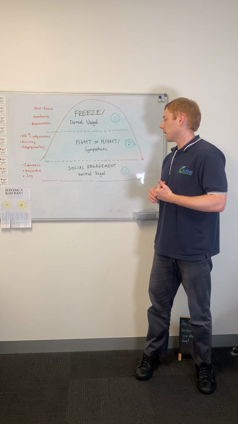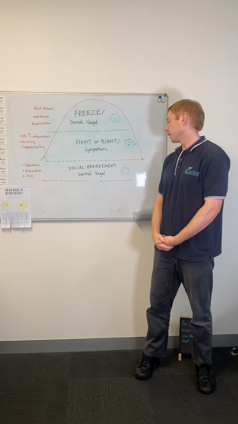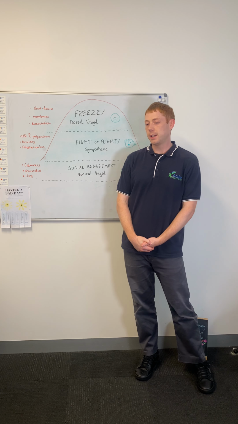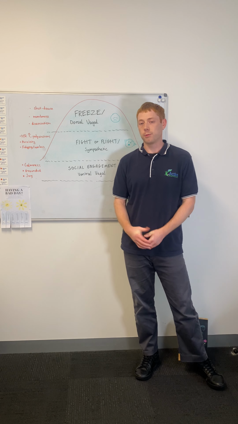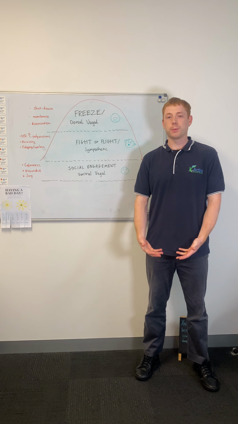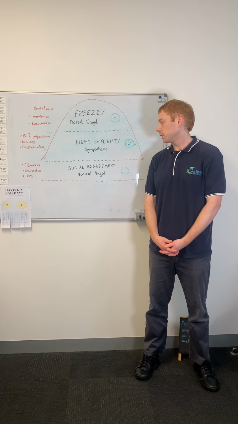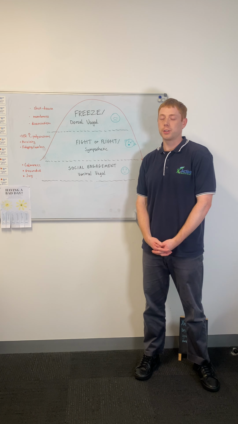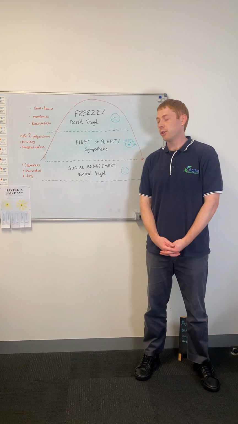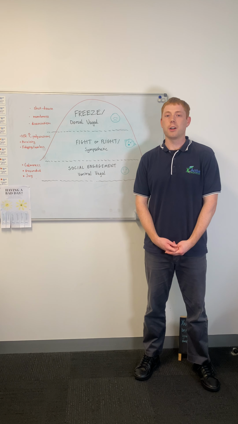Okay, so firstly, what are the three states? We have our social engagement ventral vagal state. In this state, our body is able to rest and recuperate. Our immune response is high, and your immune system is functioning properly. Lots of regulatory bodily functions happen. Think homeostasis. This is where we want to be most of the time.